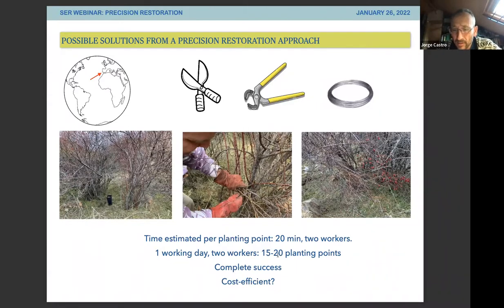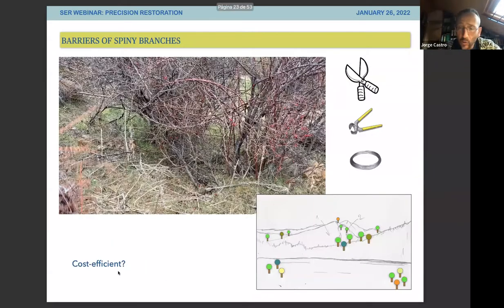Well, is that cost efficient? Well, I don't know, it depends. Because if with that, we can create a landscape like this, it will be cost efficient. If we do this procedure and we plant many, many trees without taking care about the herbivory, and we finally get nothing, so this won't be cost efficient. So cost efficiency is something that we have to take in consideration in this medium long term to create the forest.